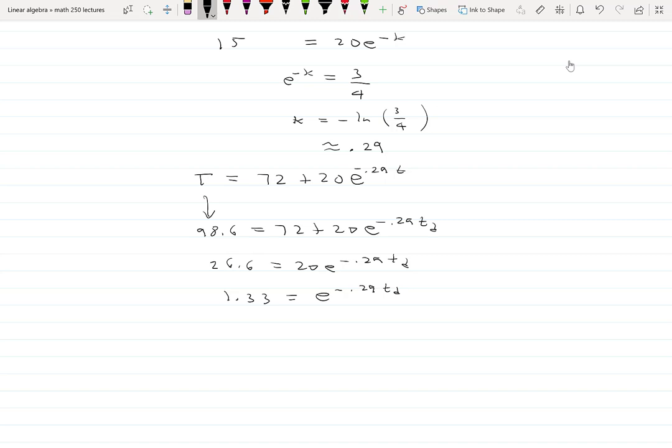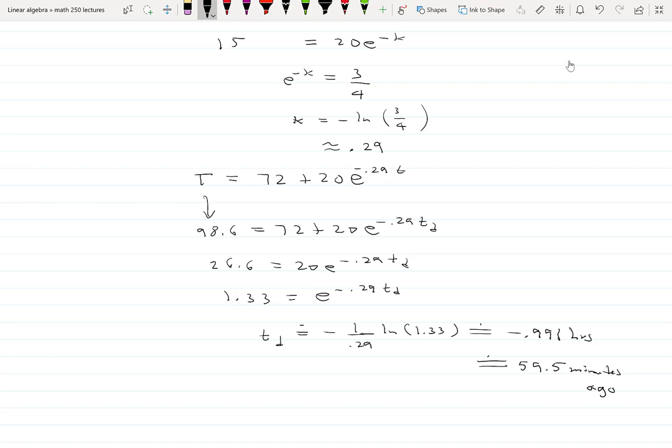So if we take natural logs and then divide by negative 0.29, we get the time of death is equal to approximately negative 1 over 0.29. Again, I used the whole decimal for k in my answer. Natural log of 1.33, and that's approximately negative 0.991 hours. And if you multiply that by 60, because there are 60 minutes per hour, this is approximately 59.5 minutes ago. So negative 59.5, or 59 minutes 30 seconds ago.